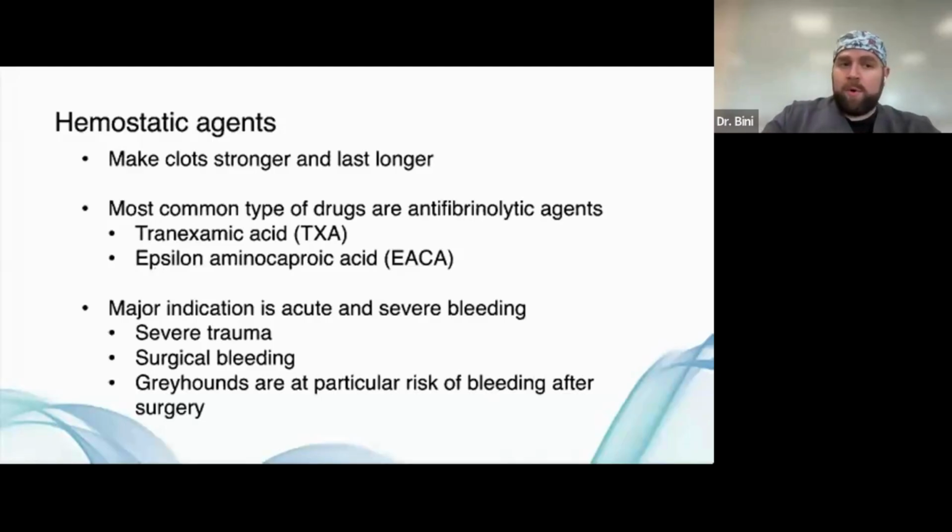And then on the other side, when we want to make patients coagulate more, you can give drugs that also improve coagulation, right? Like tranexamic acid, for example, and epsilon aminocaproic acid. Those are antifibrinolytics, so they will help your patients coagulate a little bit better. Usually those are used for severe trauma, surgical bleeding. Greyhounds are one of the breeds that are very commonly at risk of bleeding after surgery.